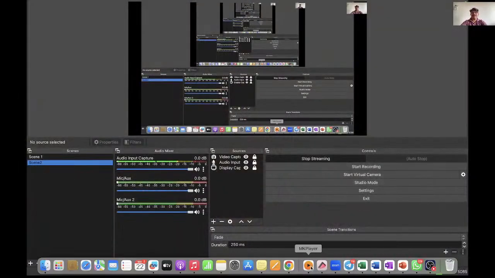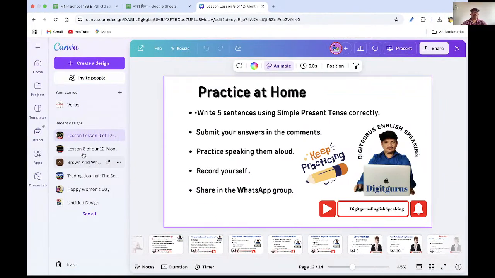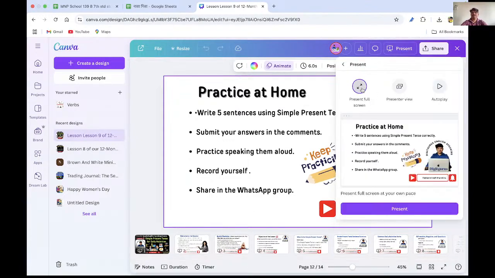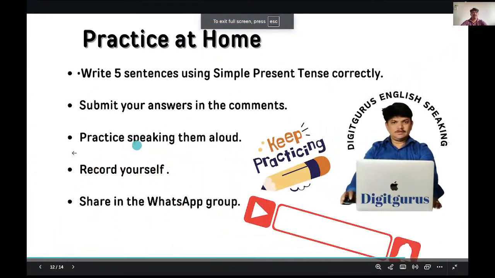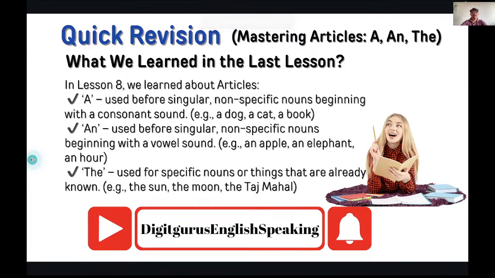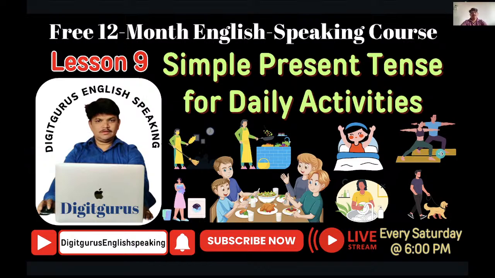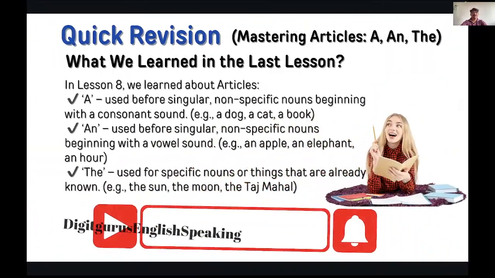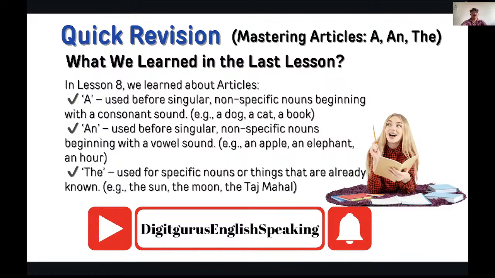Let me share my screen for that. So, today we are going to learn about simple present tense for daily activities, how you can use simple present tense for daily activity. Before going ahead, let us quickly revise what we learned in our previous lesson.